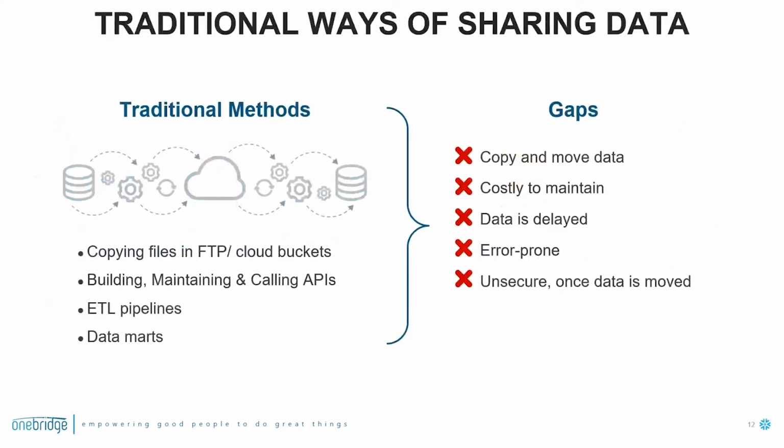So our traditional ways of sharing data in the past: if we share data, we're copying files in FTP or SFTP maybe, or in buckets. We're building, maintaining, and calling APIs. There's a lot of programming involved in this stuff in the past. Even when I'm working in the Tableau world, I'm having to use APIs to get to some of this data because there are not necessarily drivers for everything. And then we've got to build these ETL pipelines. It's not super easy all the time.